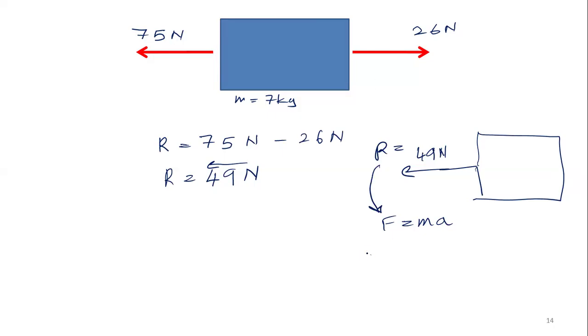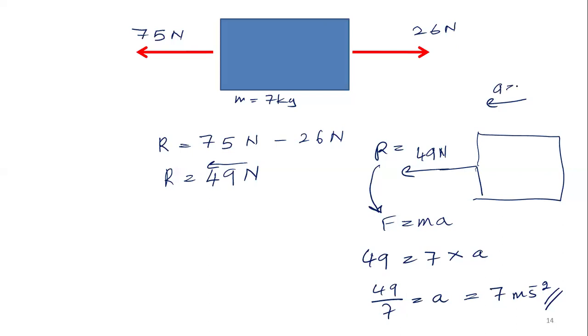Then force is 49 Newton. Mass of the object is 7 kilogram. Acceleration is unknown. 49 divided by 7 will give you the acceleration. 7 into 7 is 49, no? So the answer will be 7 m s^-2. That is the acceleration. So the object will move with the acceleration of 7 m s^-2 in the direction of the large force.